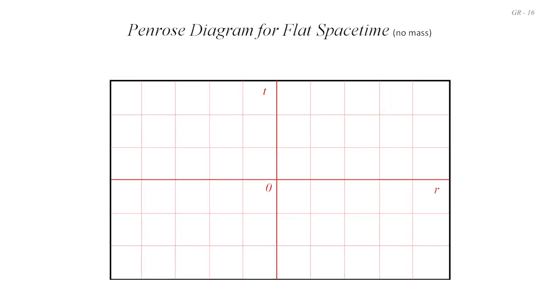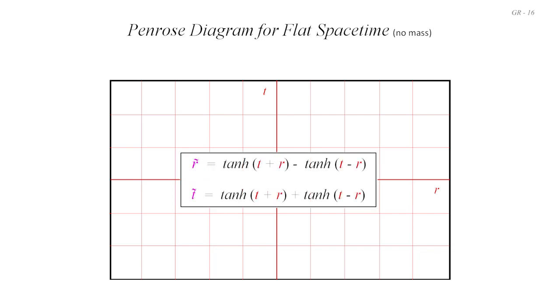So having thought a little bit about how things will look in this ordinary flat space-time, let's now compactify this red r and t system using the same kind of formulae as last time. This uses, as I say, the hyperbolic tangent and will convert the red r and t into what we'll call the mauve r tilde and t tilde, the compactified coordinates.